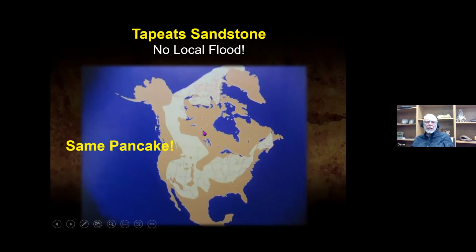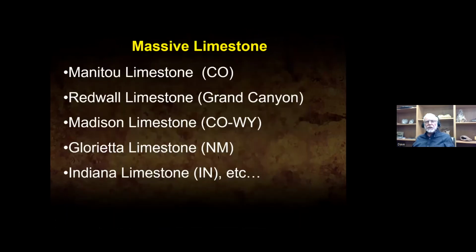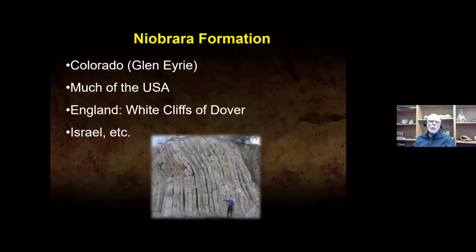Been eroded away in a few spots like here. But what's it telling you? This was not some local flood. It's a global flood. We find the same thing with limestones, covering great big areas as well. Same pancake. One pancake is the Niobrara Formation. You find it in Colorado, near Colorado Springs, the Glen Eyrie. It covers much of the eastern United States, but it doesn't stop at the ocean.